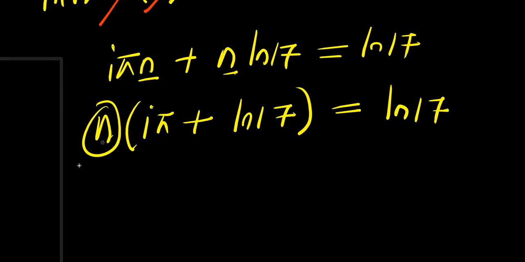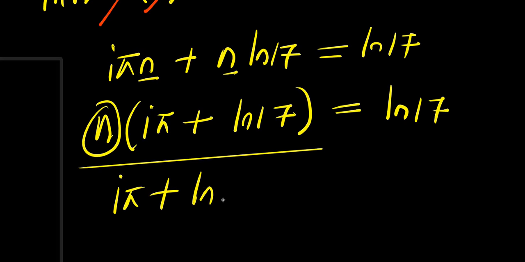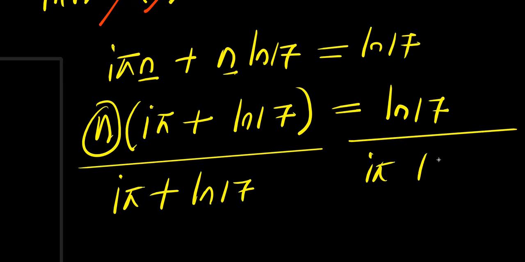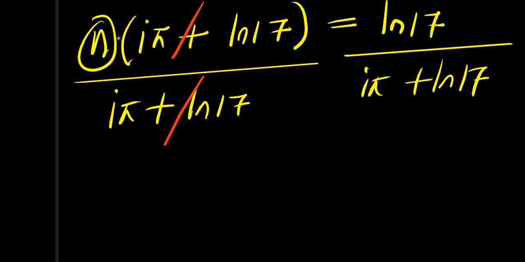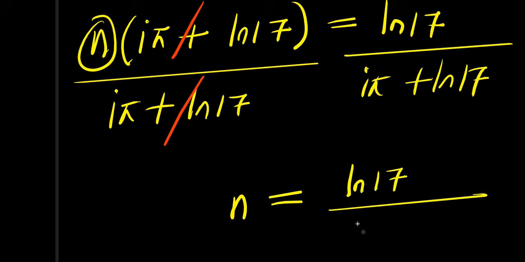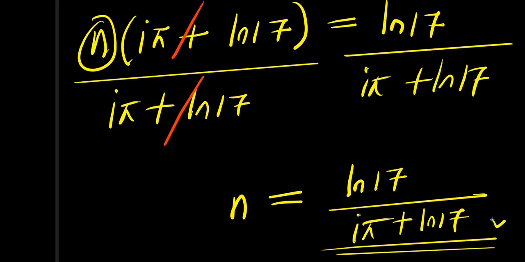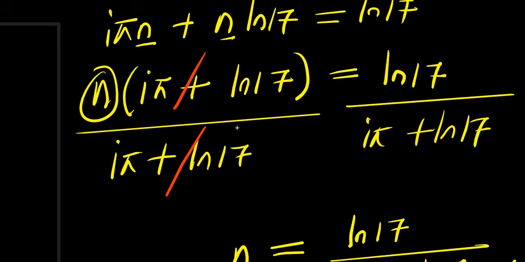Solving for n, I divide this by i pi plus natural log 17. Divide this by i pi plus natural log 17. This cancels this. I simply have n equals natural log 17 divided by i pi plus natural log 17. That's the value of my n.